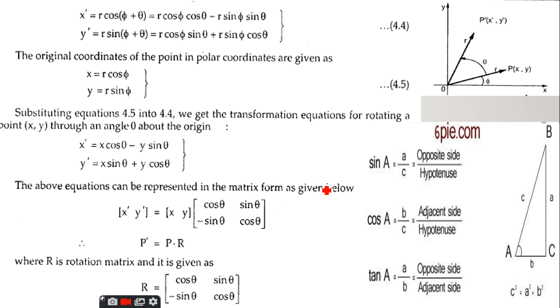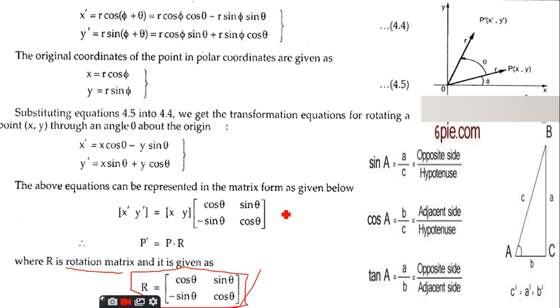Now here we have to find the rotational position of the two-dimensional object. We also call it the rotation matrix. How are we going to derive this? R is equal to cos theta, sin theta, minus sin theta, cos theta. Now how are we going to obtain this equation for the rotation matrix?